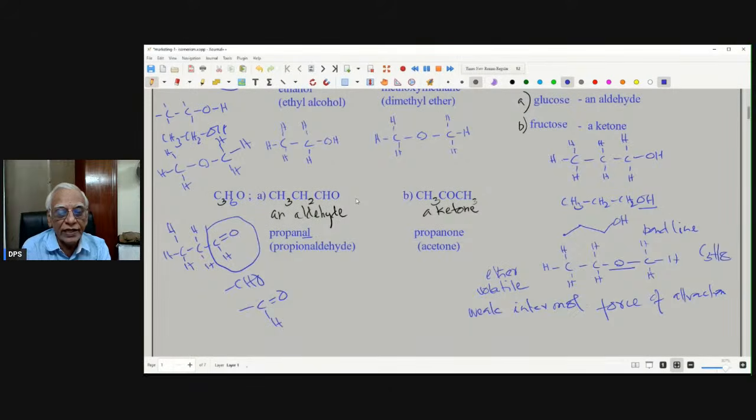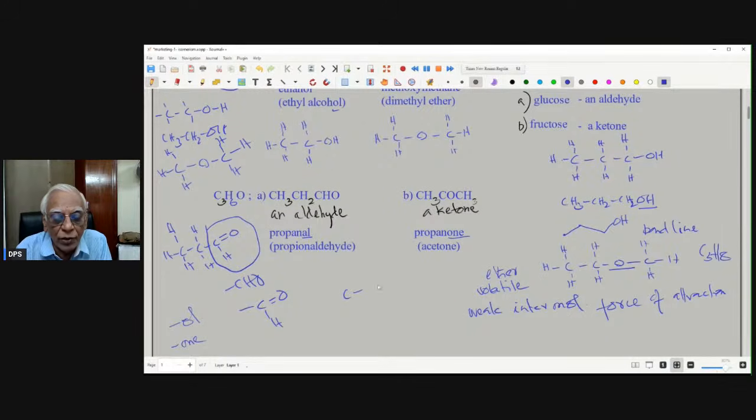If the name ends with -ol, it's an alcohol. Ethanol, in the previous case, -ol. Okay? And from the name itself, we can identify the nature of the functional group. If a name ends with -one, for example propanone, from propane I cut that e, put -one, it's a ketone. Now, that oxygen atom, look at this.